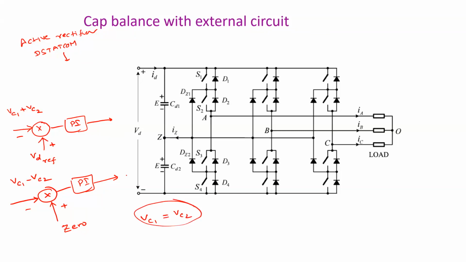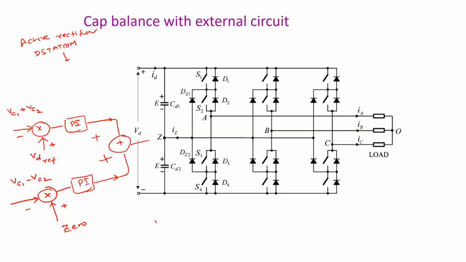Whenever you encounter two capacitors, if you want to balance them, one of the simplest ways is that the sum must be equal to the VDC reference and the difference must be equal to 0. That ensures VC1 equals VC2. Here these two control inputs we need to add together. This will be the overall output of the PI controller. This is how we will tightly balance the capacitor voltages.